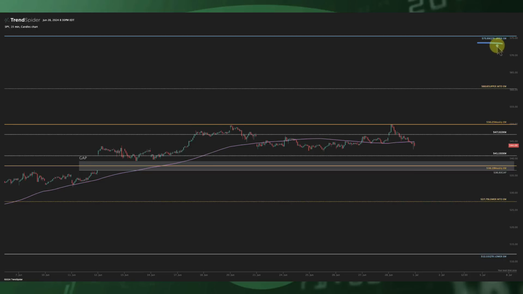The quarterly upper expected move is 575, I'm just going to round up to 576. The monthly upper expected move is 561, rounding up. The lower monthly expected move is 528. And then the lower quarterly expected move is 512.50 per share.